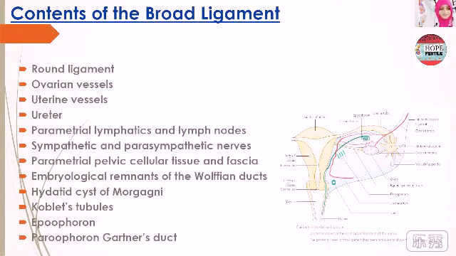So if we see the contents of the broad ligament: round ligament, ovarian vessels, uterine vessels, ureter, parametrial lymphatics and lymph nodes, sympathetic and parasympathetic nerves, parametrial pelvic cellular tissue and fascia, embryological remnants of the Fallopian ducts, hydatid cyst of Morgagni, Kobelt's tubules, epoophoron, paraoophoron, Gartner's duct.